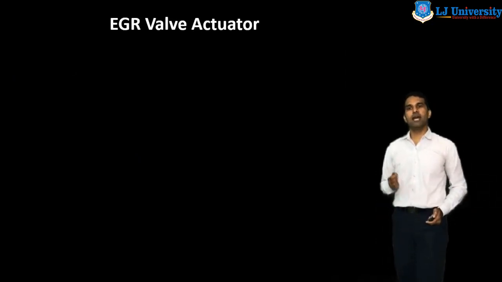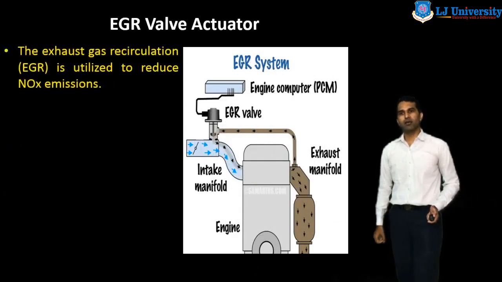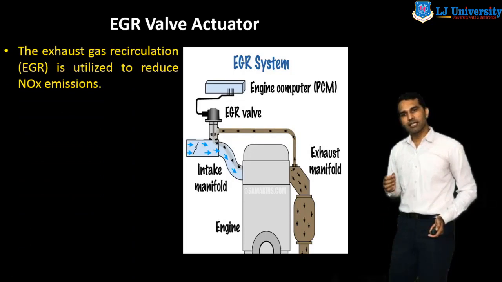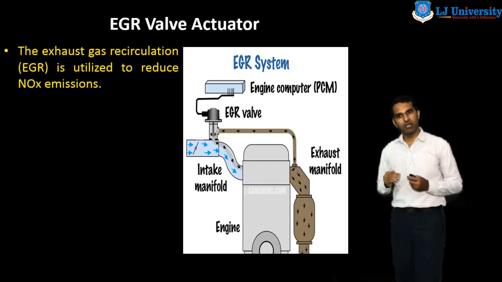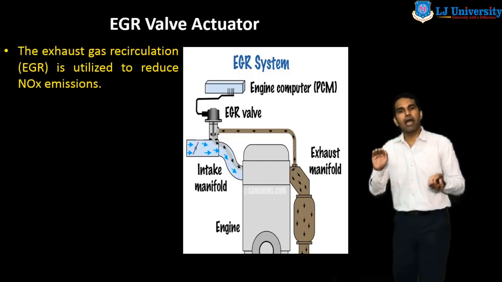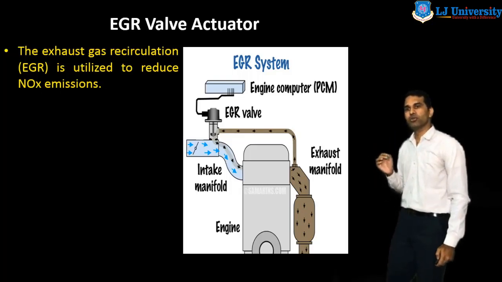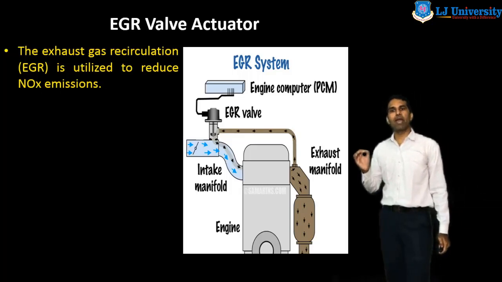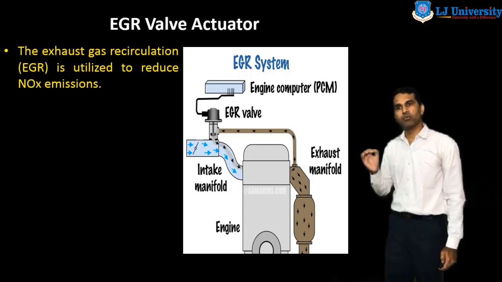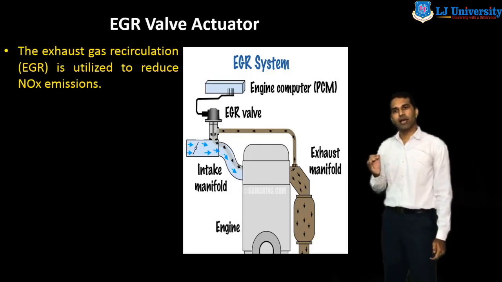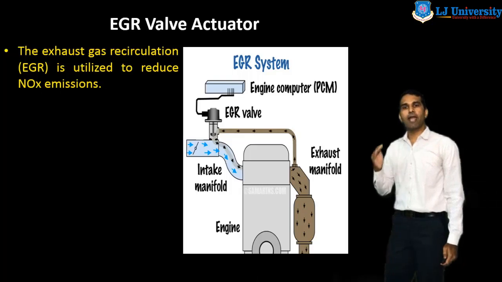Now we discuss the EGR valve actuator. First we understand what EGR is. EGR is nothing but exhaust gas recirculation. That means, as the name indicates, we recirculate the exhaust gas. The exhaust gas recirculation is utilized to reduce the NOx emission. This is the main purpose or the main aim of this system. The EGR valve, or we can say EGR actuator, is used to reduce the NOx emission.